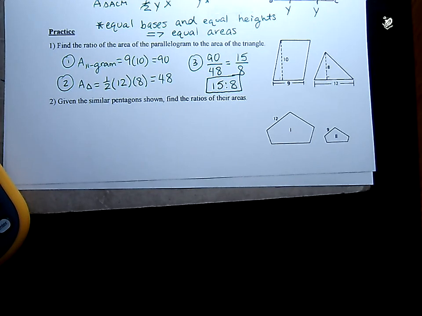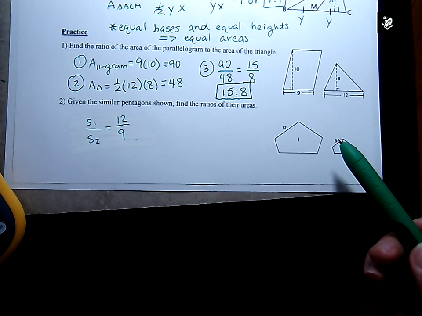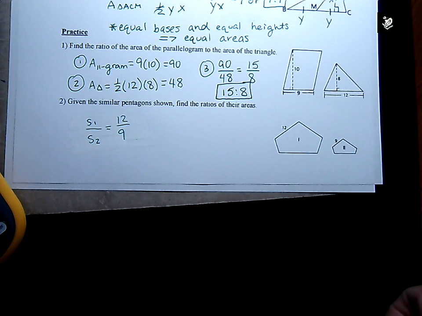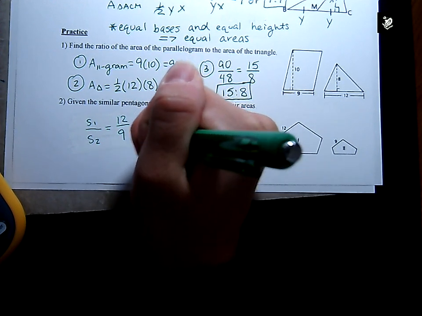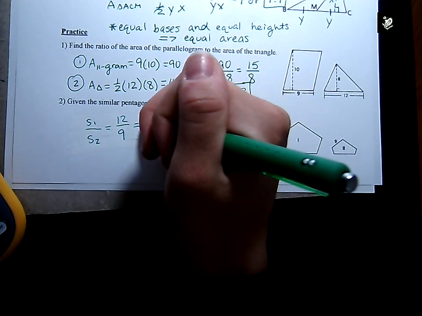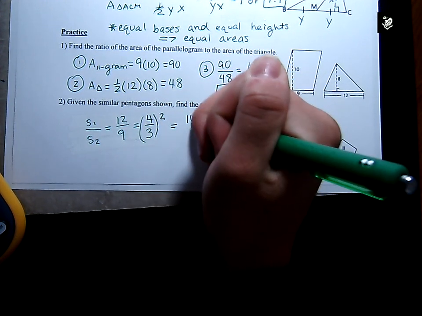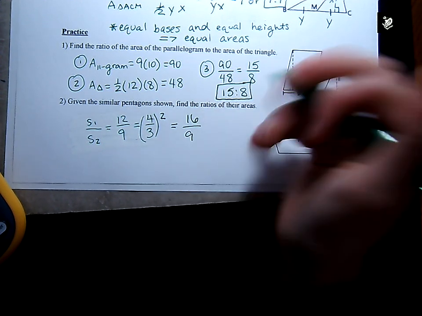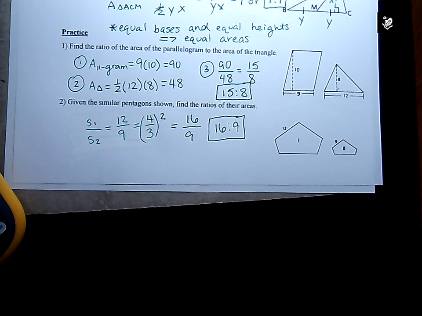So for the second one, given the similar pentagons shown, find the ratios of their areas. So I'm not going to find the area of each pentagon because I can't. So I am going to use my S1 over S2 squared. So side 1 to side 2, we've got 12 to 9, and that is going to simplify to 4/3. And now I'm going to take that 4/3 and square it in order to get the ratio of the areas. So you get 16 is to 9. Or you can write your answer just like this. And that is the ratio of the areas of the two pentagons.